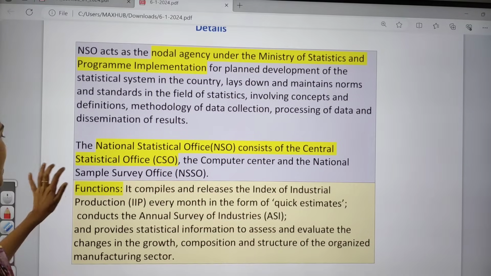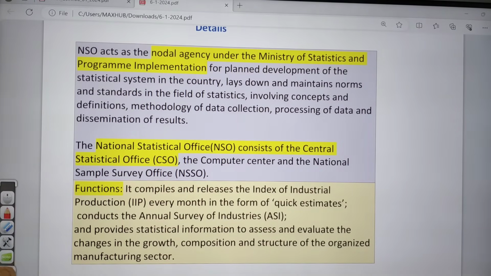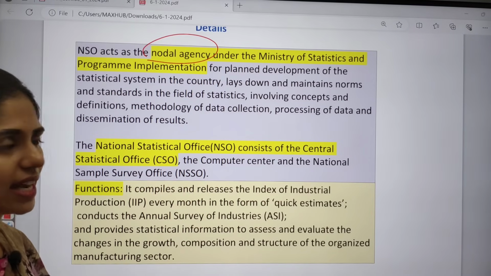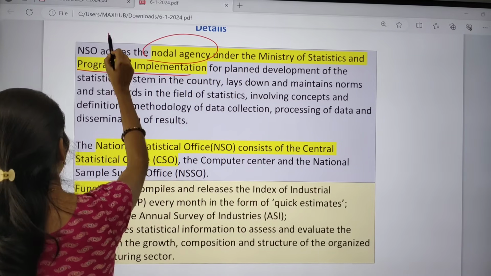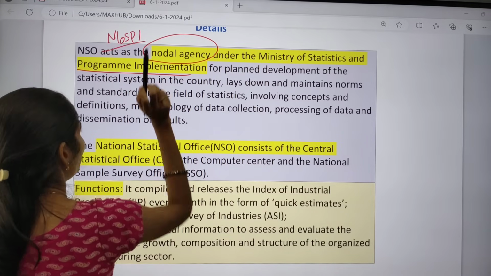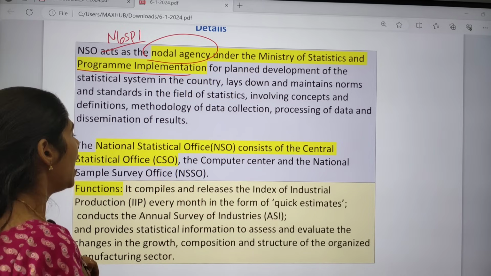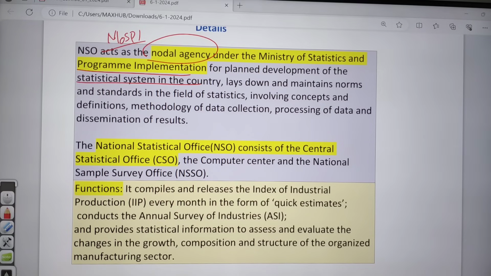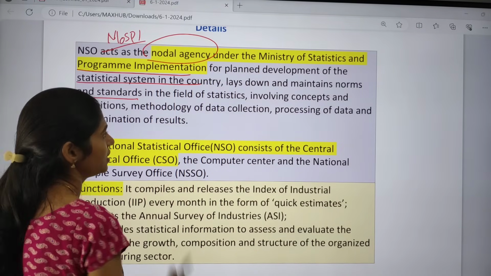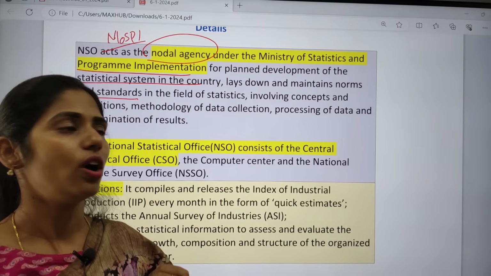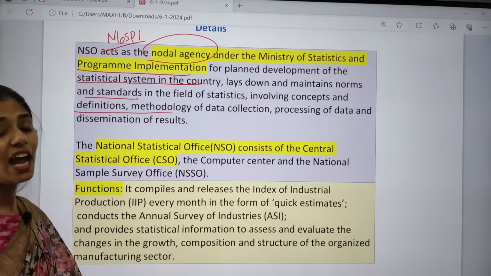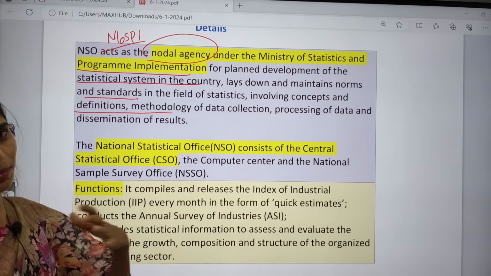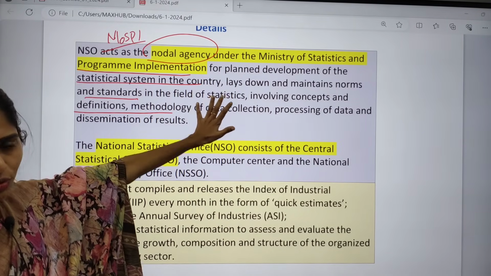You have to know some facts regarding this NSO. The NSO, that is the National Statistical Office, is a nodal agency. Under which ministry does it come? It comes under the Ministry of Statistics and Programme Implementation, in short MOSPI. It focuses on the development of the statistical system in the country, and it lays down and maintains norms and standards in the field of statistics. It also focuses on concepts, definitions, methodology, data collection, how to utilize the data and how to analyze the data. All these things, like processing of data, are included in the NSO's functions.